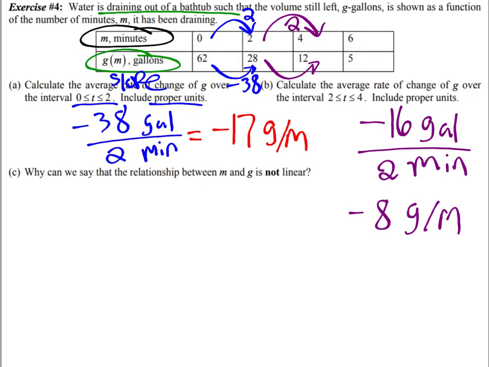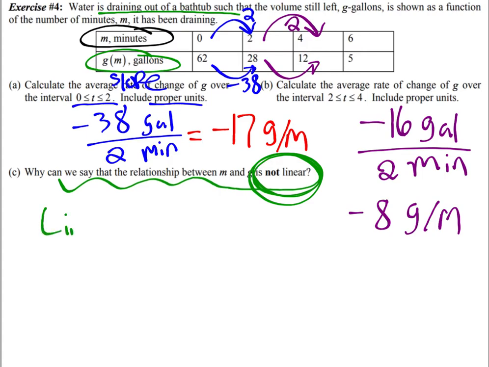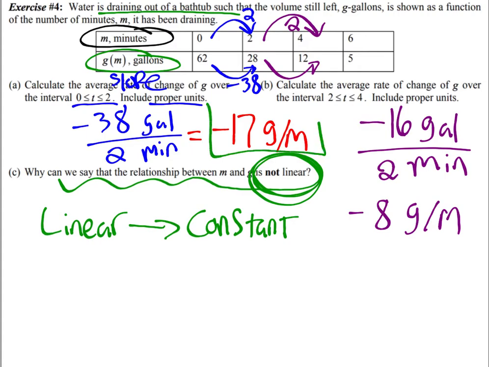Great question here, which we haven't seen lately. How can we understand that the relationship is not linear? Why is it not linear? Well, the big word with linear is constant. We need a constant rate of change. And right now, it's not constant. At first, it was losing 19 gallons per minute, and now it's only losing 8 gallons per minute. So it's not constant, which means it's not linear.